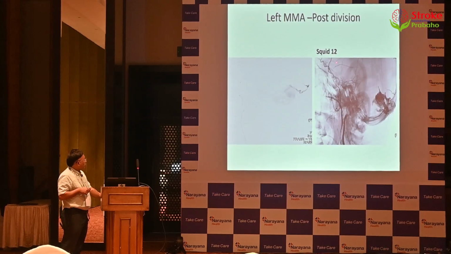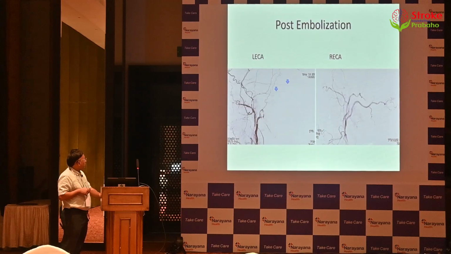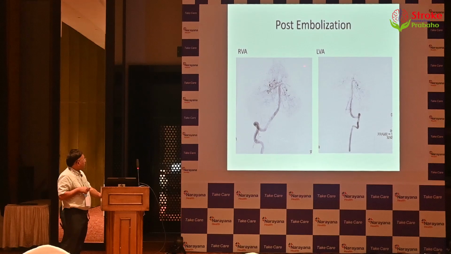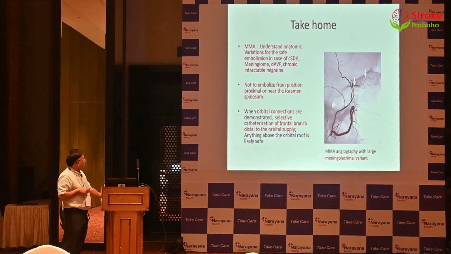We placed the Squid 12, and this is the glue cast. So if you get one very good middle meningeal artery, you can cure the fistula rather than going to the different branches. So this is the post embolization. Now the fistula is not filling from the left external carotid artery run. This is the right external carotid artery run. The fistula is not filling. And these are the vertebral injection runs, and you can see the fistula is cured now.